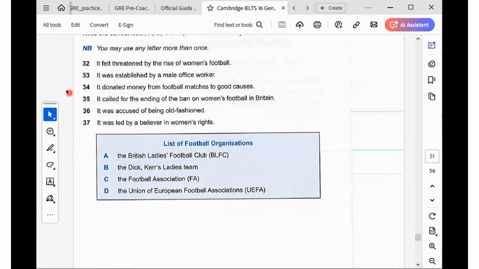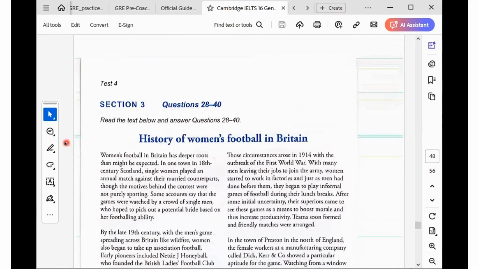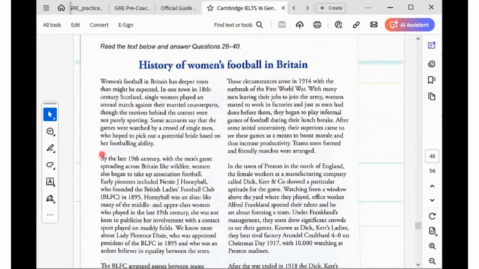Okay? Then let me see 35. He called for ending the ban on women's football in Britain. No, they didn't talk about a ban in that BLFC. It was accused of being old-fashioned. No. It was led by a believer in women's rights. Yes, number 37, believer in women's rights. That's Nettie J. Honeyball. Where is it? Early pioneers included Nettie J. Honeyball, who founded the British Ladies Football Club.